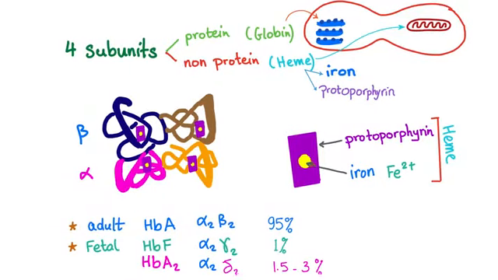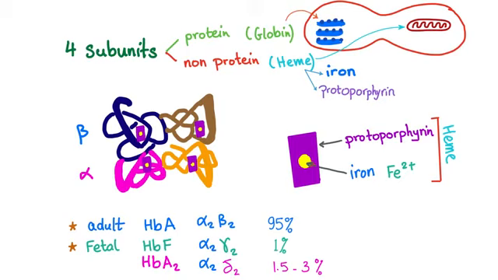So, if the defect is in the alpha chain or alpha subunit, we'll call it alpha thalassemia. If the defect is in the beta subunit, we'll call it beta thalassemia. Those are the 2 different types, either alpha thalassemia or beta thalassemia.